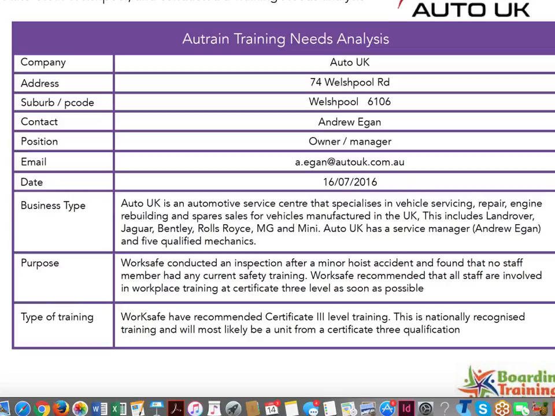Now for this training, WorkSafe conducted an inspection after a minor hoist accident, and they found that no staff member had any current safety training. WorkSafe recommended that all staff involved in the workplace training had training at Certificate 3 level as soon as possible, and so that's in workplace safety. WorkSafe have recommended Certificate 3 level training. This is nationally recognised training and will most likely be from a Certificate 3 level qualification.